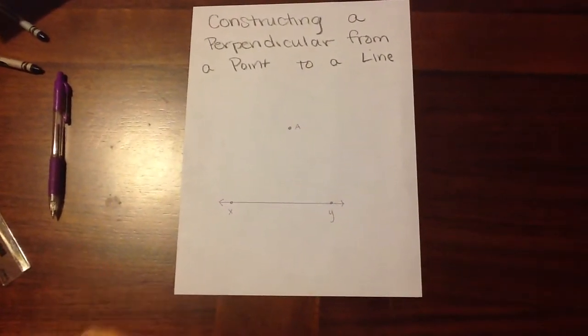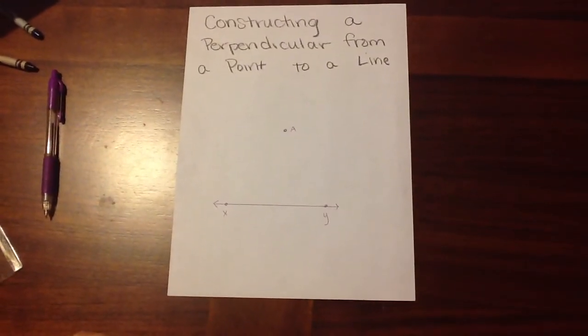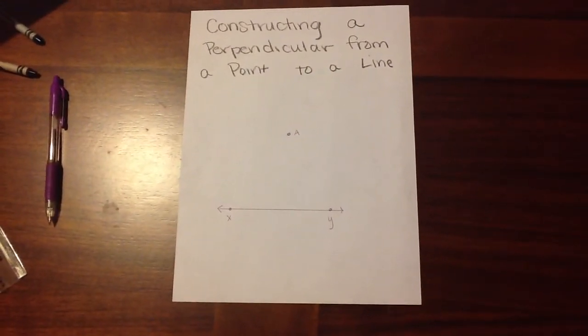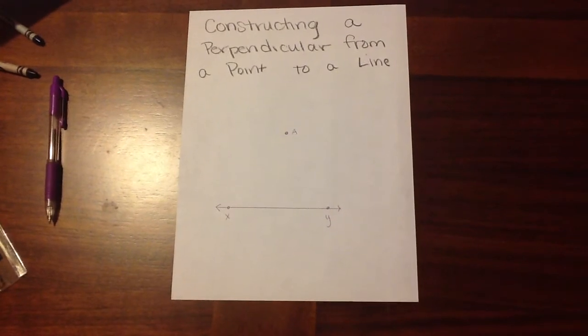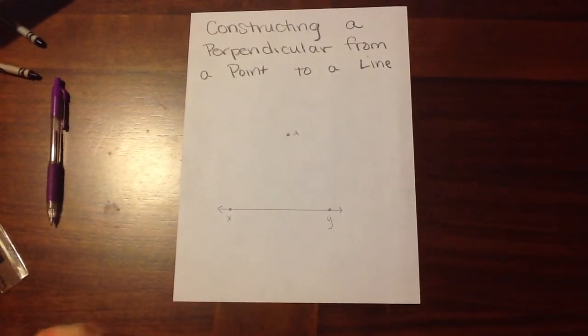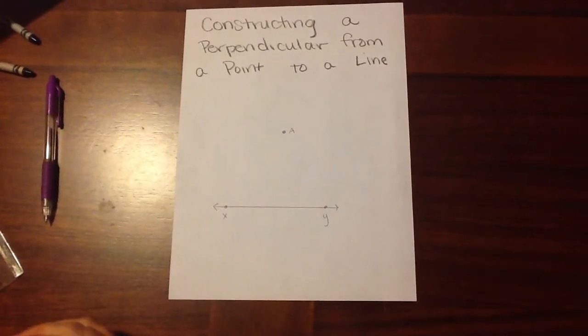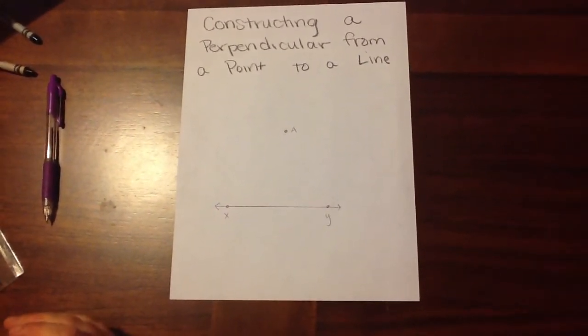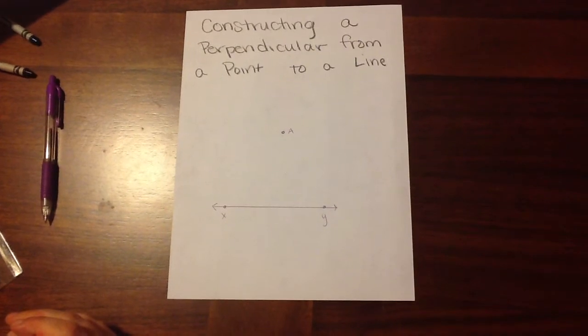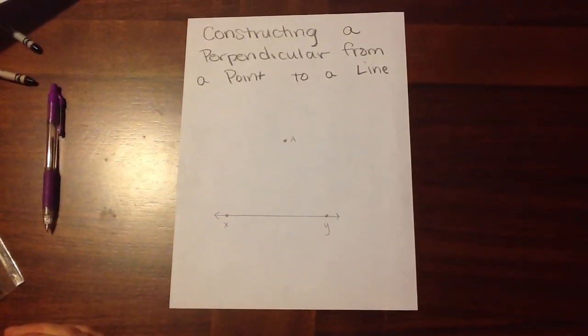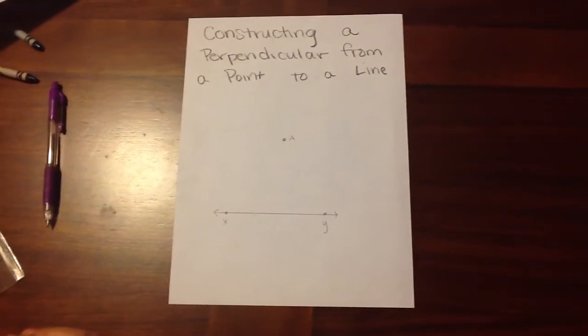We have 2 basic constructions left to learn. First, it's going to be constructing a perpendicular from a point to a line. Now this construction is going to come in handy if you have to construct a rectangle or a square, because you'll be able to construct that right angle. Also, when we are constructing altitudes, which we'll learn a little bit later on, this is the construction you'd want to perform.